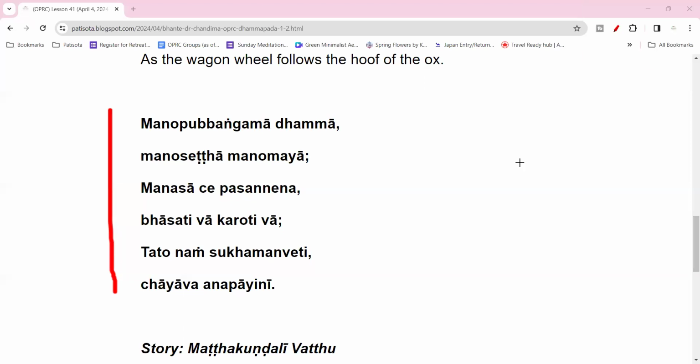Thank you, Bhante. Yes. Mano pubbangama dhamma, mano settha mano maya. Manasa ce pasannena, bhasati va karoti va, tato nam sukham anveti, chaya va anapayini. Okay, great. Thank you.